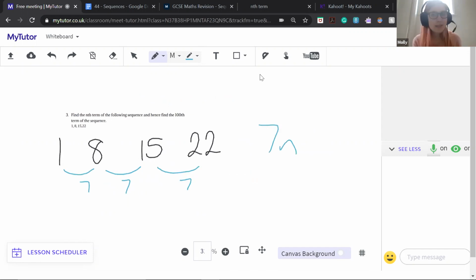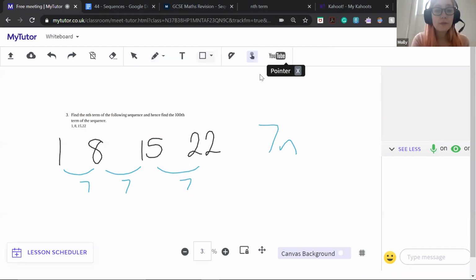Now the next step seems hard, but it's actually super easy. You only need to look at one of the terms to work out what you should plus or minus on the end of this 7n. Basically, look at the first term. Imagine you're substituting in 1. So if the sequence was just 7n, term 1 would be 7. But it's not, it's 1. It's 6 less.